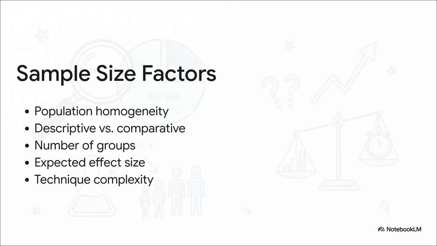So beyond just the margin of error, determining your sample size relies on a delicate balancing act of quite a few variables. Take population homogeneity, for instance. If you're studying a very uniform, similar population, your data is already tightly clustered together, meaning you can easily get away with a smaller sample.